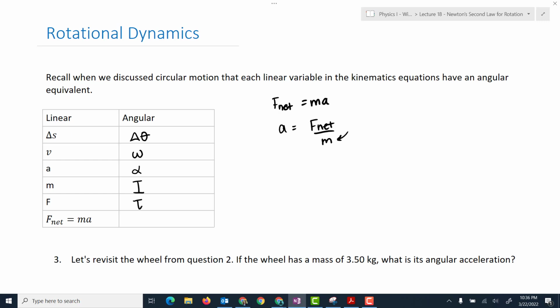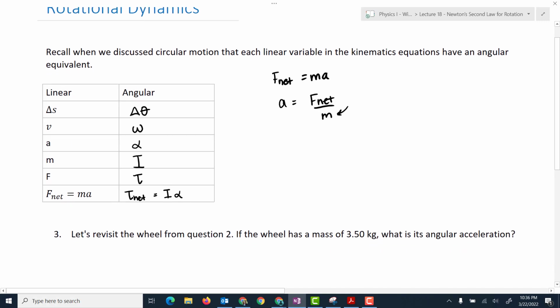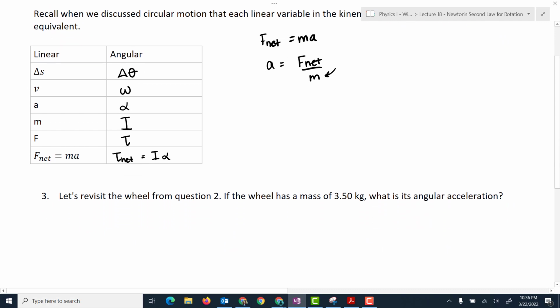Okay, so now we have the equation, which is Newton's second law, which is F net equals ma. Putting everything together, what would that equation look like in an angular form? F net would now become net torque, is equal to mass becomes moment of inertia, and a becomes alpha. So now we have a new equation. It's the same equation as before, but the angular version of it.